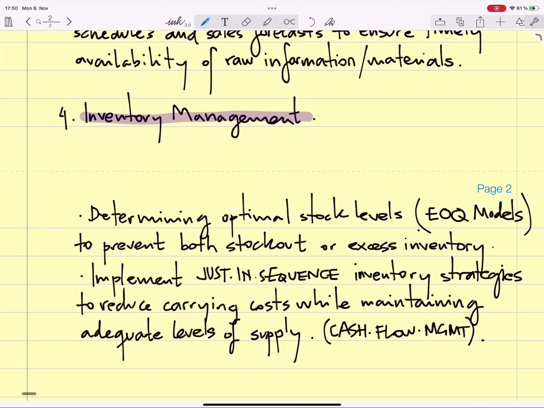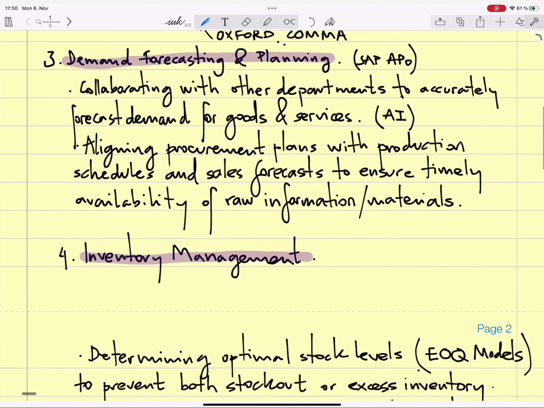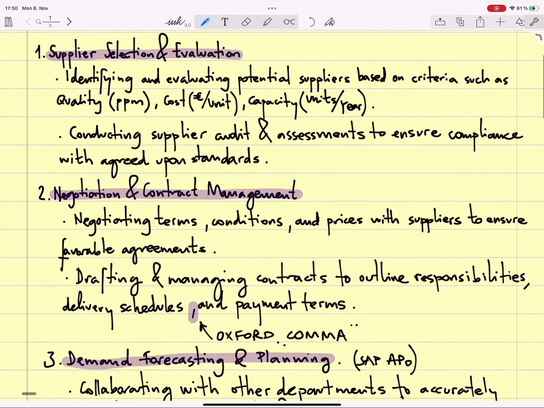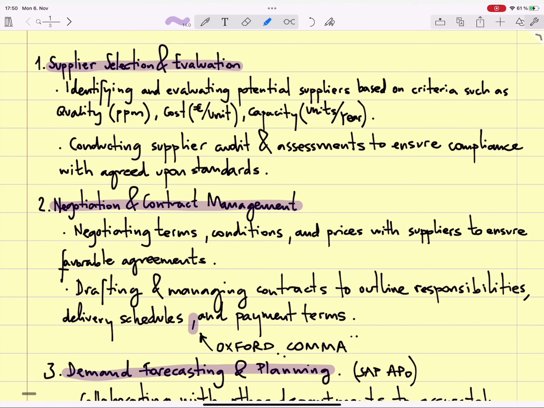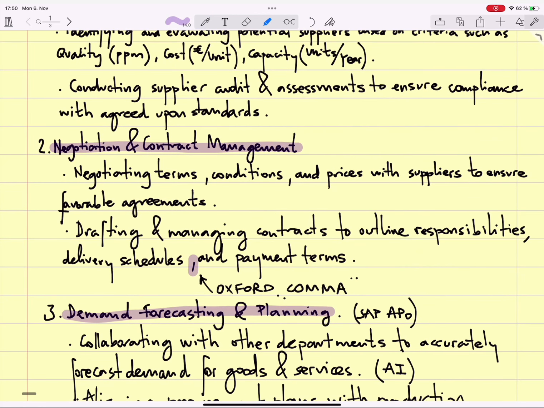Okay. So we have so far supplier selection and evaluation. We do this with KPI analysis, conducting audits. We have negotiation and contract management. Basically, for that, you need to be like the fox, okay?